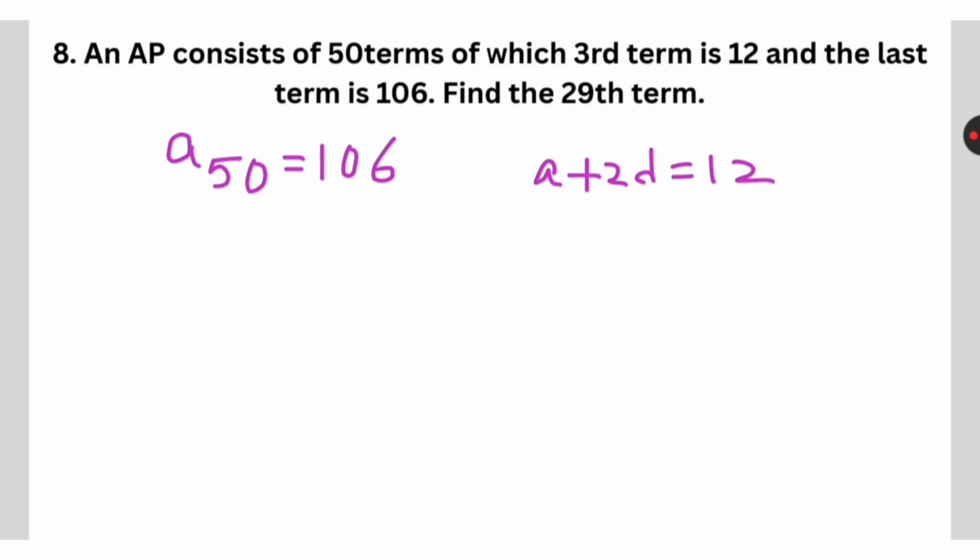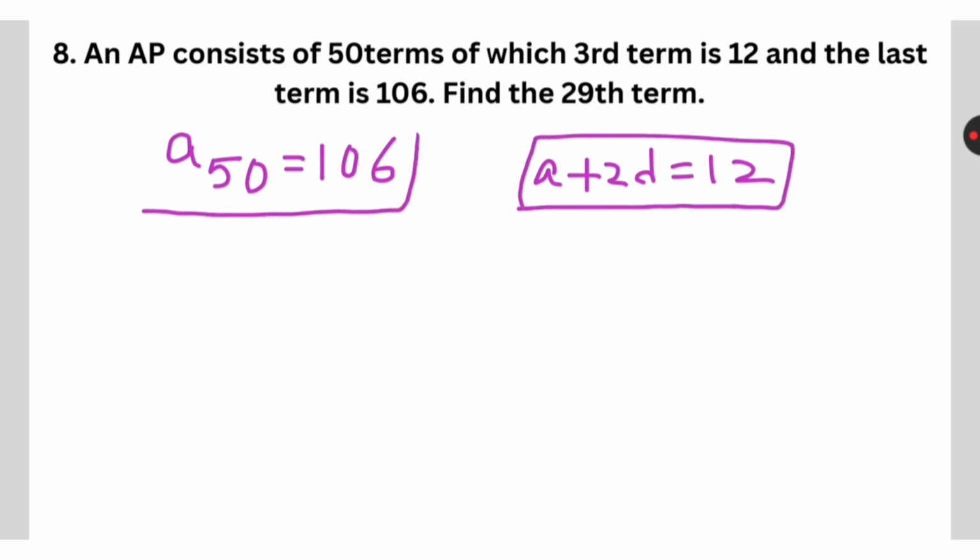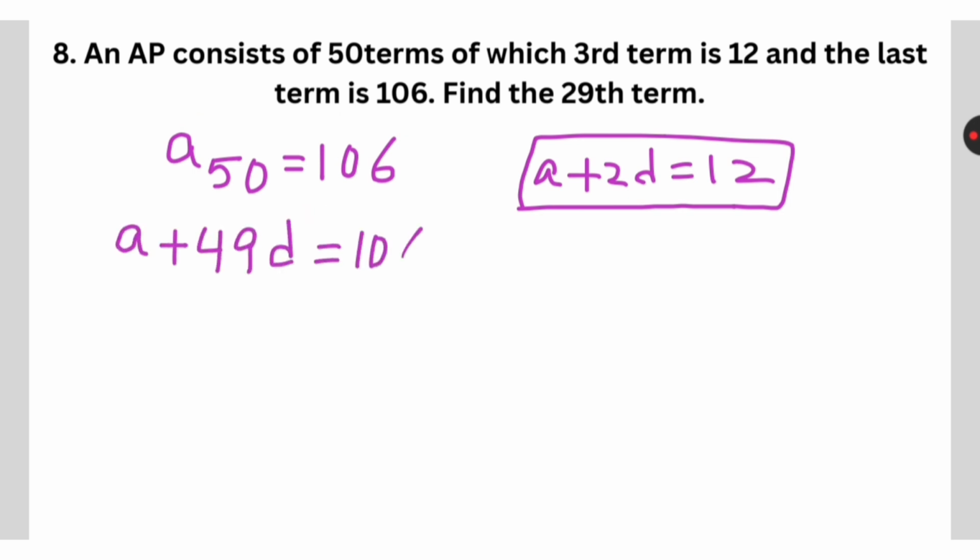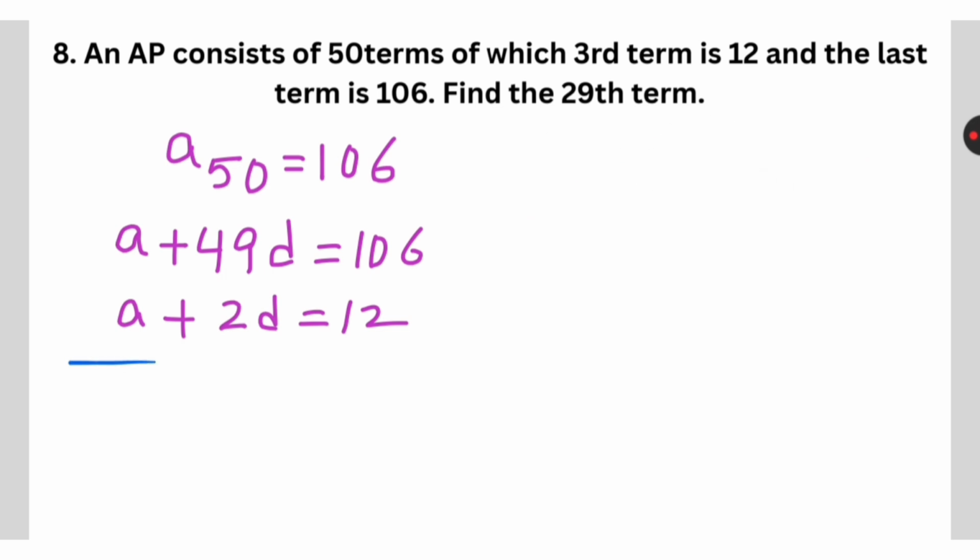Find the 29th term. A plus 2d equals 12, that is the third term. And the last term is 106. So A50 is nothing but A plus 49d, isn't it? So now we know A plus 49d is equal to 106, and also we know the third term, which is A plus 2d, is equal to 12. So here we are getting two equations. Using these two we can find the first term, which is A, and the common difference. Then you can easily find the 29th term. The 29th term is nothing but A plus 28d, isn't it? So to find the 29th term we need the first term and common difference. That's why let's find out the common difference and first term here.